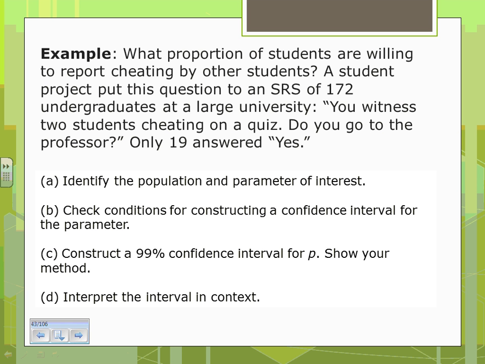All right. So let's see. The population is going to be undergrad college students. Okay. And my parameter, and that's going to be, let's see, parameter in this case is proportion of students who report cheating. So it is going to be P, a proportion.